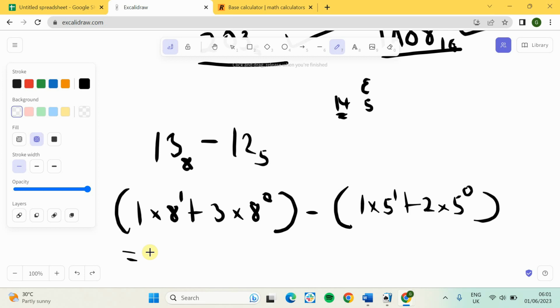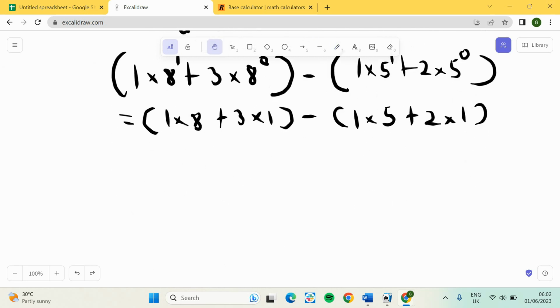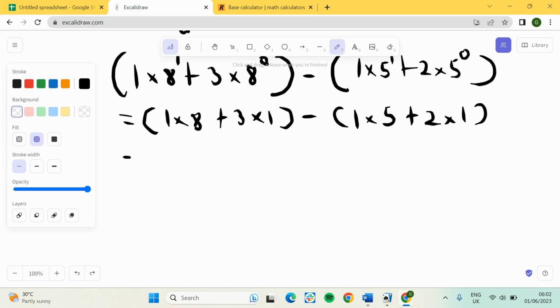So if I simplify these brackets, 8 raised to the power 1 is 8. So that will be 1 times 8 plus anything raised to the power 0 is 1. So that will be 3 times 1. Then minus, open brackets, 1 times 5 raised to the power 1 is 5 plus 2 times 5 raised to the power 0 is 1, right? Let me move this up. So that will be equal to 1 times 8 is 8 plus 3 times 1 is 3 minus 1 times 5 is 5 plus 2 times 1 is 2, right?